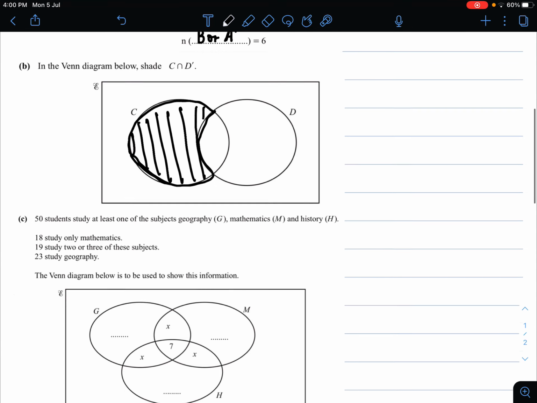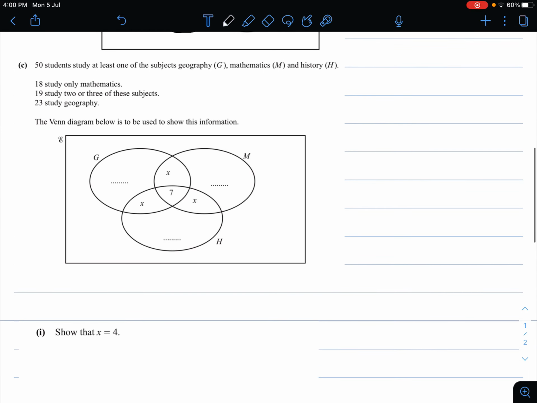Now let's move on to part C. 50 students study at least one of the subjects: geography, mathematics and history. 18 students study only maths. So we can write 18 because they study only maths. 19 students study 2 or 3 of the subjects. So that would mean this area, because this area includes all the students that study 2 or 3 subjects.